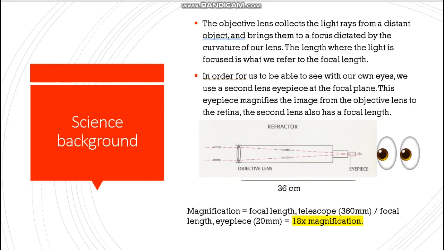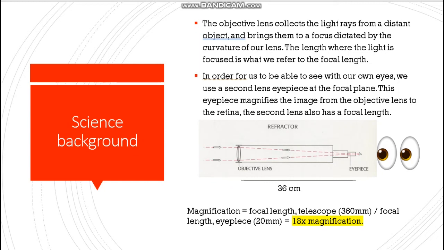For the science background, the objective lens, which is the other end of our telescope, collects the light rays from a distant object and then brings them to a focus dictated by the curvature of the lens. The length where the light is focused is what we refer to as the focal length. In order for us to see with our very own eyes, we use a second lens. This is called the eyepiece, and it will be at the focal plane. This eyepiece magnifies the image from the objective lens to the retina. The second lens also has a focal length, like the objective lens.